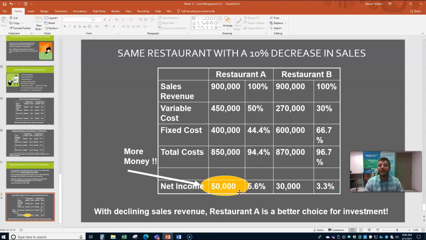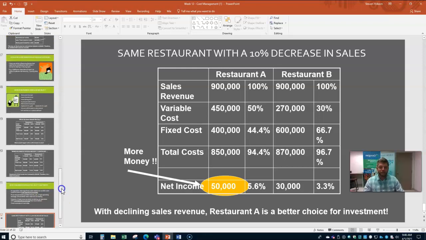I want to make more money as time goes on and I'm willing to commit to my business. But someone who maybe is in a different place in their life, let's say they're 60 and they only want to do this for a few years and they want to go into retirement soon, they might choose restaurant A. So that is cost management.